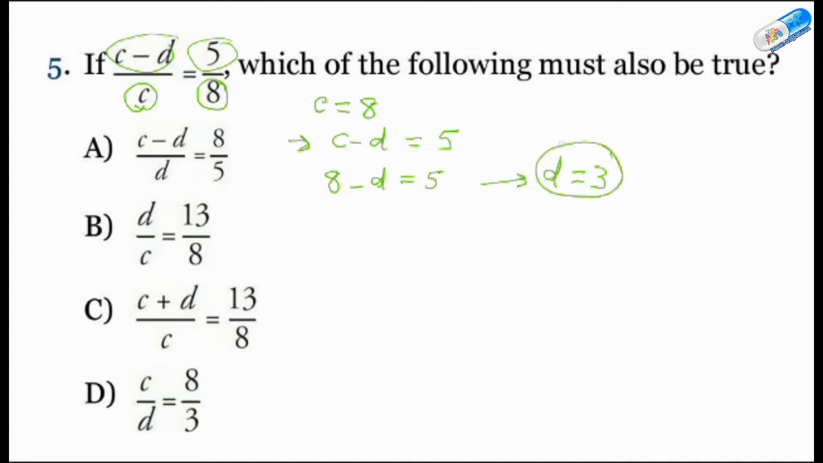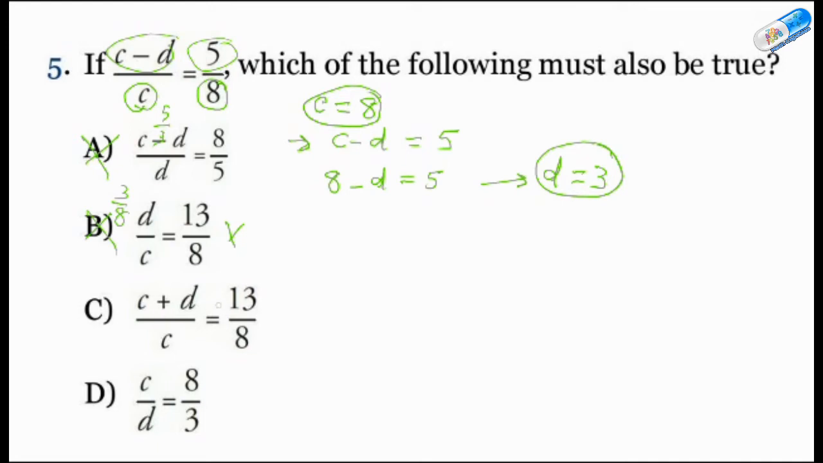Now circle D equals 3 and circle C equals 8. Now test the answer choices to see which one is true. In choice A, C minus D, which is 8 minus 3, that is 5, over D, that is 3. 5 over 3 is not equal to 13 over 8, so I will not take the first choice. The second choice is D over C, that is 3 over 8, and it's not equal to 13 over 8, so I will not take the second choice as well.